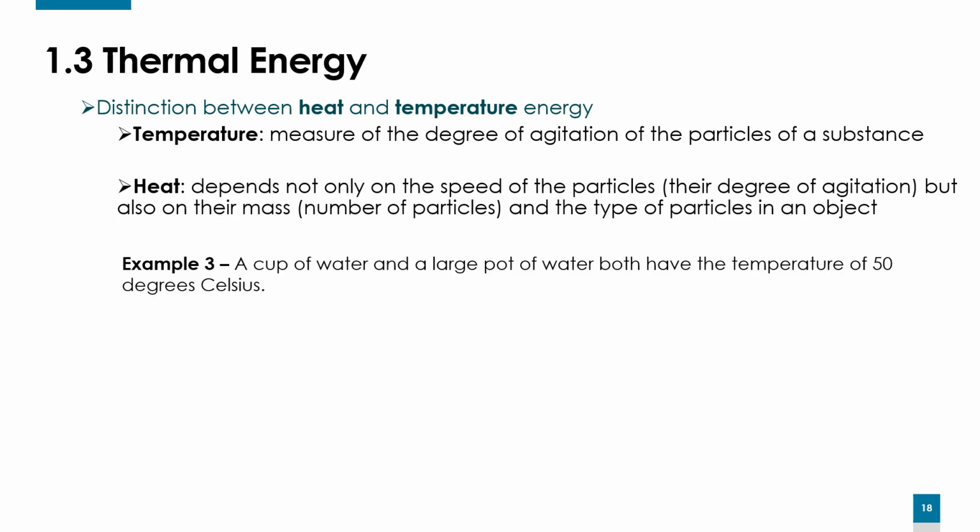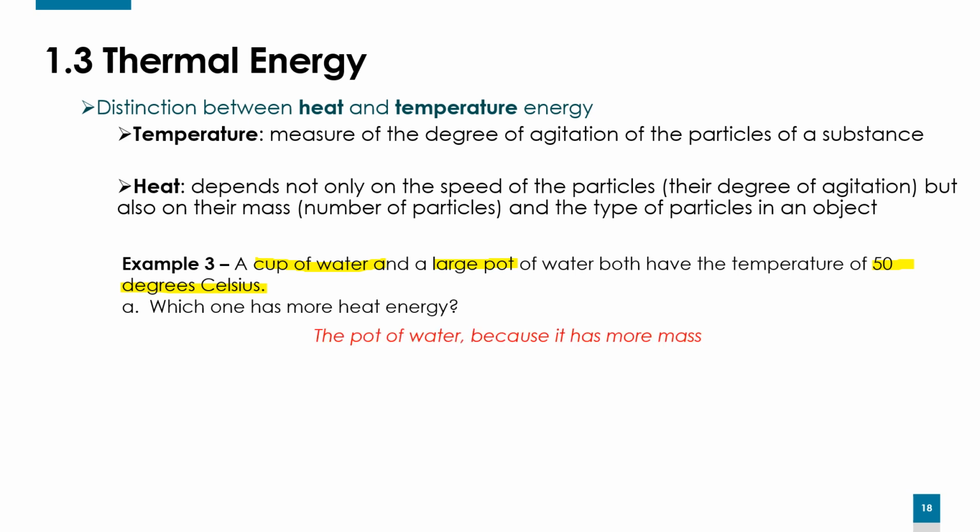So let's make an example. Let's say a cup of water and a large pot of water both have the temperature of 50 degrees Celsius. Okay, so a cup of water and a large pot of water are at 50 degrees Celsius. Which one has more heat energy? The cup of water or the large pot? The pot of water. Why? Because it has more mass.